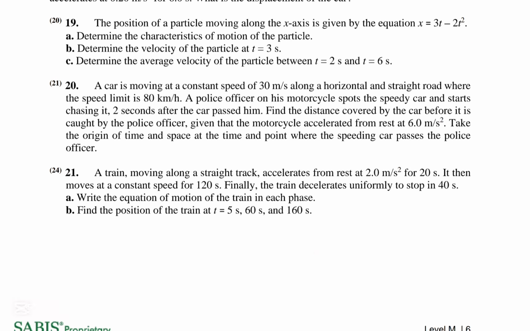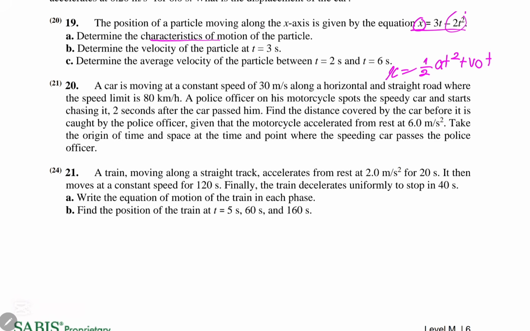Look what it says. It says, the position of a particle moving along the x-axis is given by the equation x equals 3t minus 2t squared. So this is the position with x, okay? They said determine the characteristics of motion of the particle. Looking at it, I see my position x equals, I have t squared. That means they use the equation 1 over 2 at squared plus v0t.